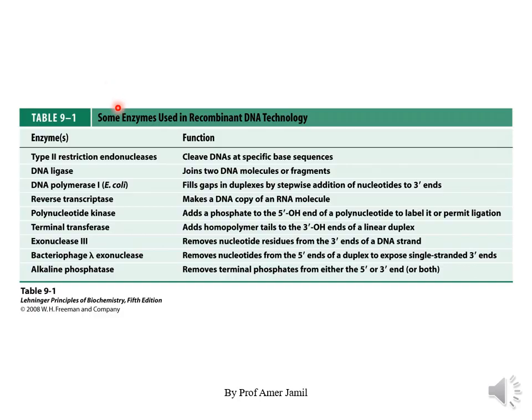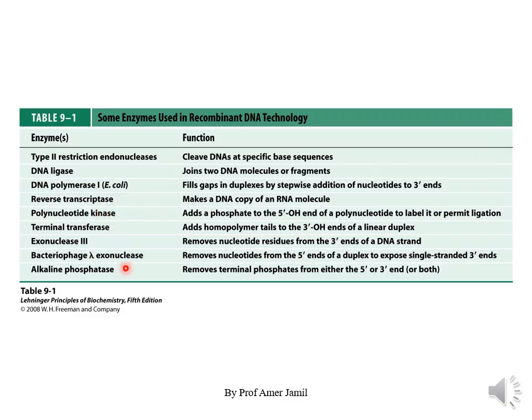There are different enzymes which are required to make recombinant DNA. Here are a few examples. Restriction endonucleases cleave double-stranded DNA at specific sites. DNA ligase joins two DNA molecules or fragments. DNA polymerase I fills gaps in the duplexes. Reverse transcriptase, I already discussed its function. Polynucleotide kinase adds phosphate to the 5' end of a polynucleotide, so it is required in some cases.